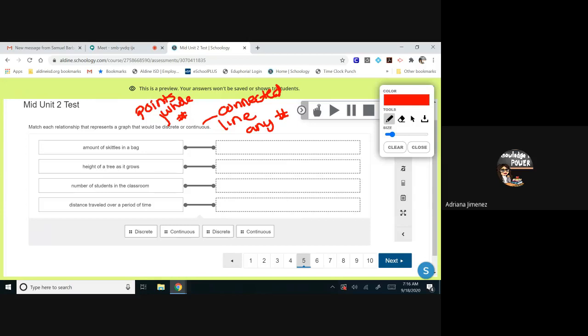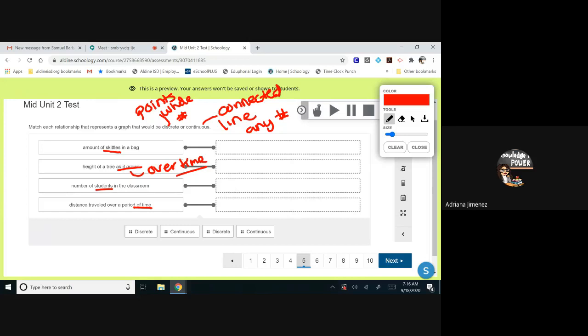If I can only use whole numbers to figure that out, so here is the amount of Skittles. That's going to tell you, can I only use whole numbers for Skittles? Students, can I use only whole numbers for students? This one's time. Now this one, the second one that says height of a tree, it doesn't tell you what your x is, but it says as it grows, and it grows over time. So you're thinking about time. Can time be whole numbers and fractions and decimals, or can it only be whole numbers?